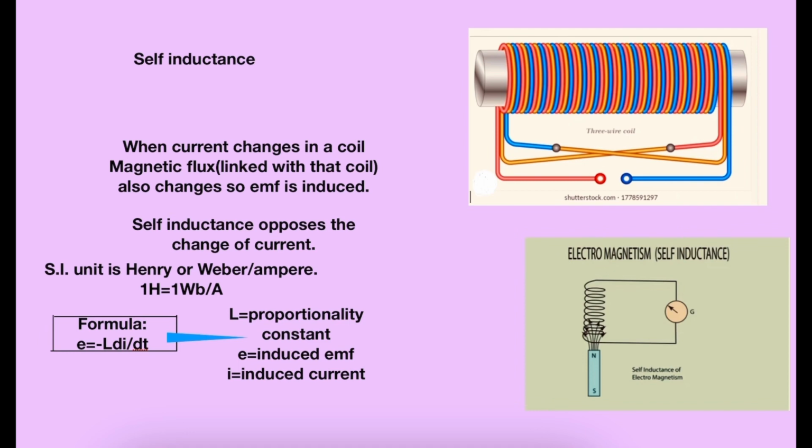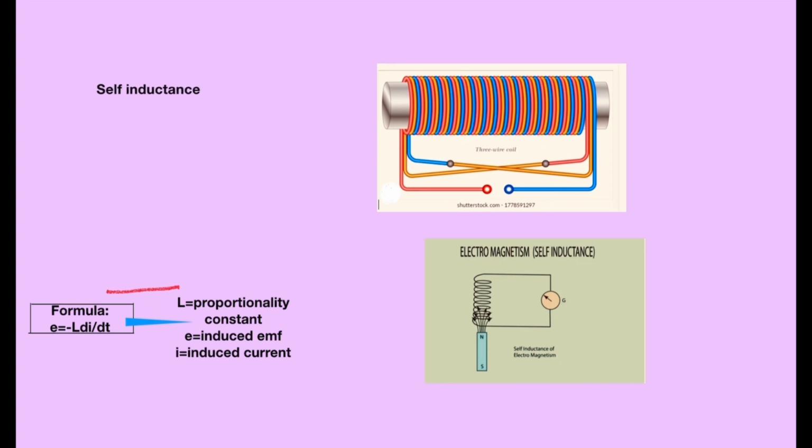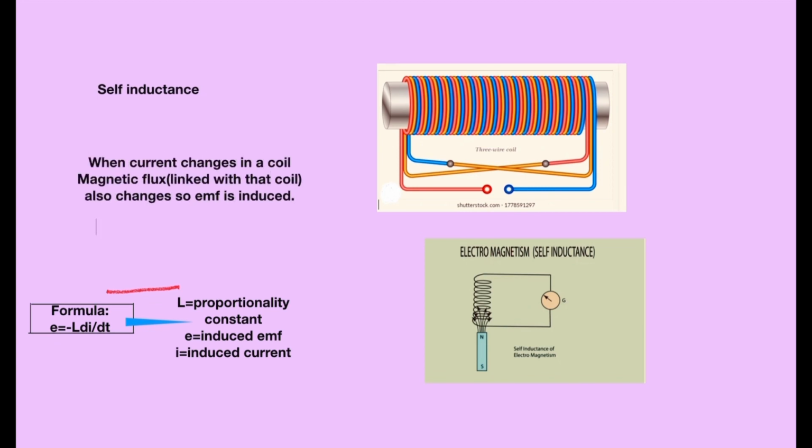Its SI unit is Henry or Weber per ampere. 1 Henry is equal to 1 Weber per ampere. And the formula for self-inductance is E is equal to minus L di by dt, where L is the proportionality constant, E is the induced EMF, and I is the induced current.